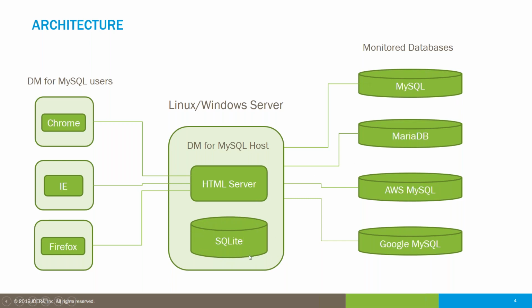So SQLite is something I hadn't heard of before I started working with DM for MySQL. It's just another third-party relational database. It's entirely self-contained within the DM for MySQL installation. So when you install DM for MySQL, either through Windows as a wizard or Linux as a package, the HTML server and SQLite database are all installed with it.